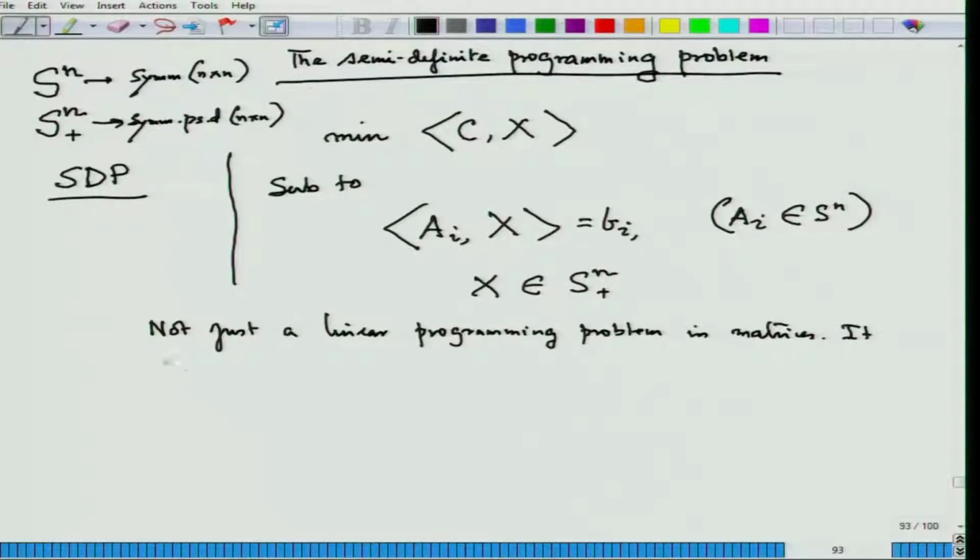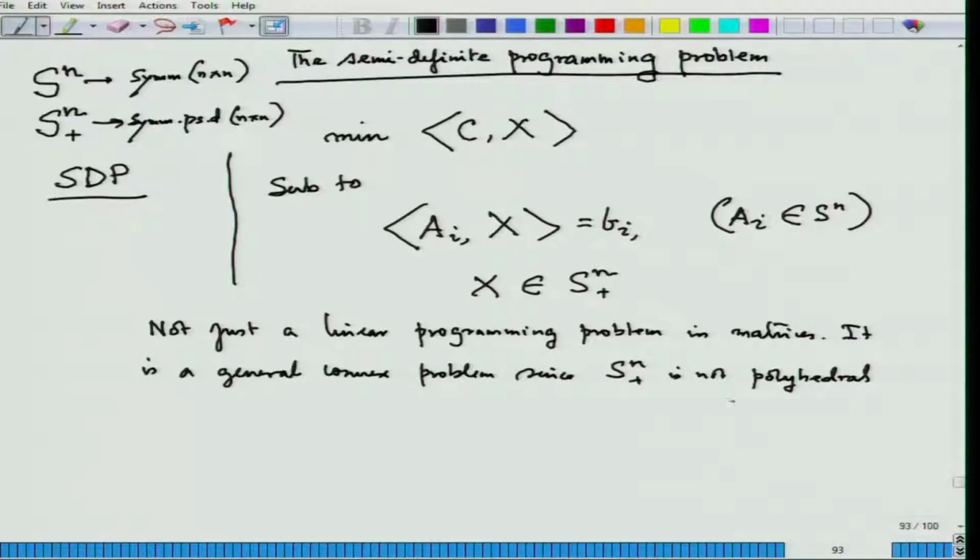It is a general convex problem, since, of course, those who know, Sn plus is not polyhedral. Can you again think of a reason why? Now, the question is, does this problem have a dual?